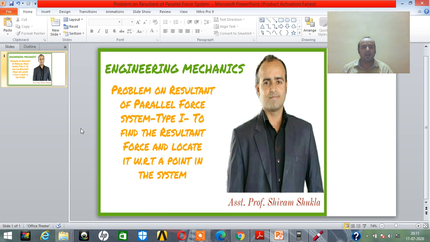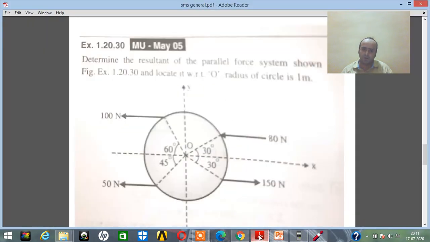This is Shivam Shukla and here I am to solve a problem on engineering mechanics. It's a problem on resultant of parallel force system. Type 1 problem: to find the resultant force and locate it with respect to a point in the system. Let's see how the question statement goes.